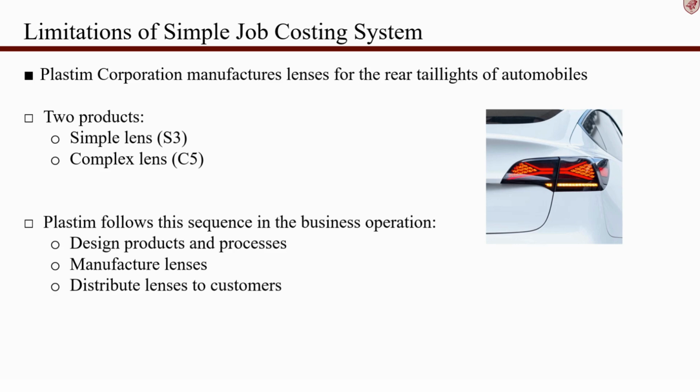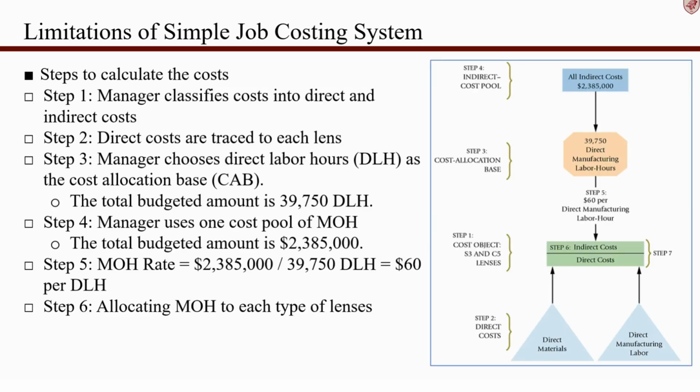And Plaston is just a normal manufacturing company that follows the sequence of normal business operations, where they design products and processes, manufacture lenses, and distribute those lenses to possibly corporate customers, right? In order to charge their corporate customers, Plaston Corporation has to first know how much cost they are consuming to manufacture either the simple lens or the complex lens.